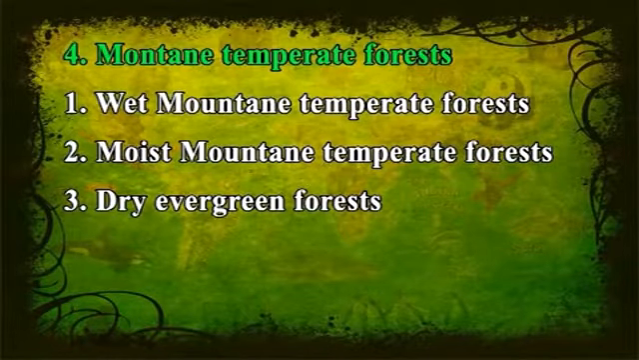Next one is montane temperate forest. Here also you can see different types. The first one is wet montane temperate forest. Montane temperate forests occur in north and south. In the north, it is found in the regions to the east of Nepal to Arunachal Pradesh, at a height of 1800 to 3000 meters, receiving a minimum rainfall of 200 millimeters.